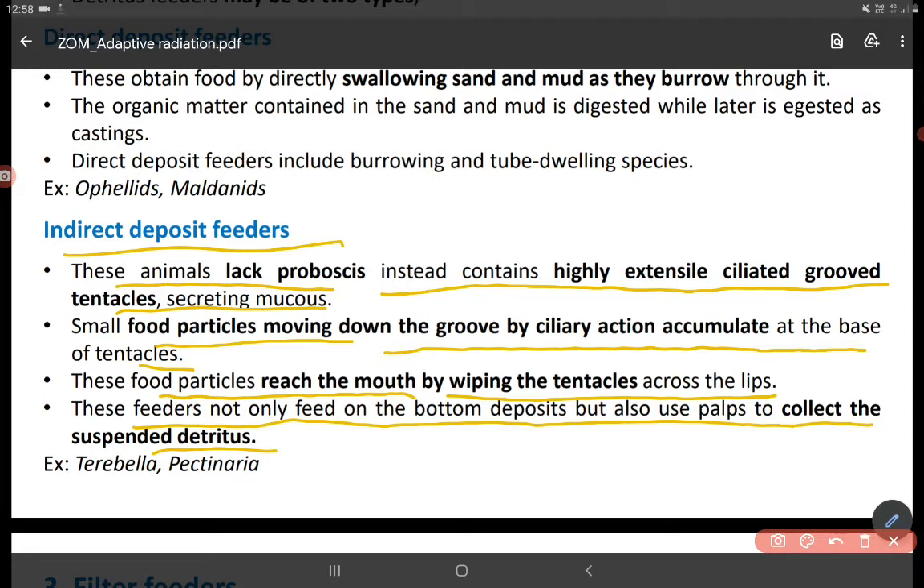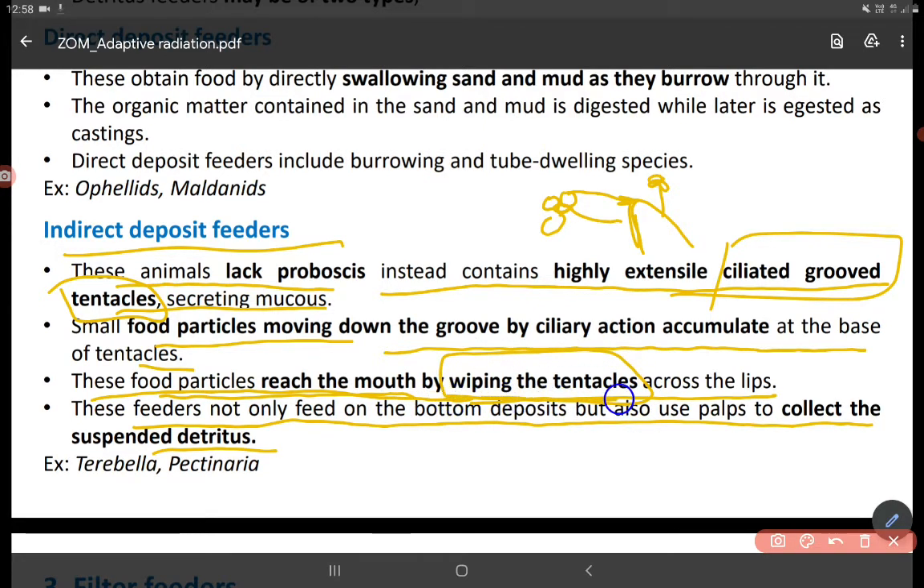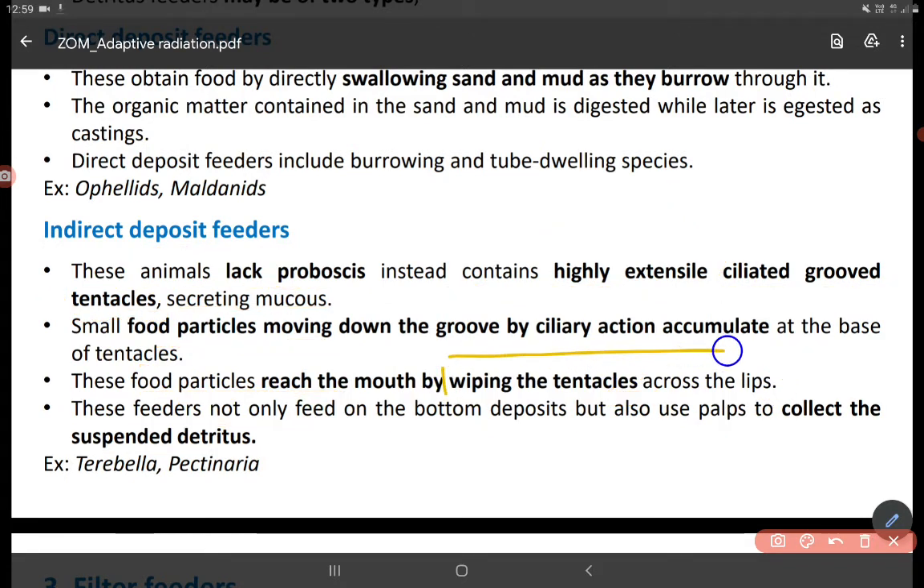So what they do, they don't have a proboscis, instead they have ciliated groove tentacles secreting mucus. So this is their head. They have these tentacles, and these are lined by mucus. When food particles come upon it, they settle on this, and so they move these tentacles across their lips. They wipe the tentacles which have the food across the lips. These feeders not only feed on bottom deposit but also use palps to collect the suspended detritus. Examples are Cirratulus and Pectinaria.